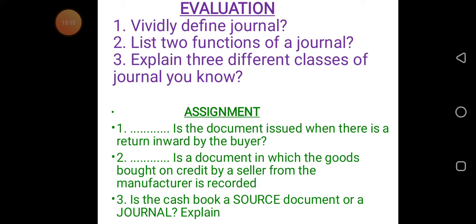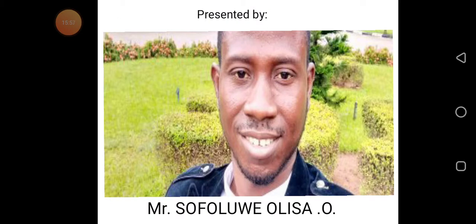Then for next week, our assignment will be: firstly, dash is a document issued when there is a return inward by the buyer. Secondly, dash is a document in which goods bought on credit by a seller from the manufacturer are recorded. And thirdly, dash is the cash book. Is the cash book a source document or a journal? We have to explain that, giving reasons for choosing whether it's a source document or a journal, and you will send it to my WhatsApp number, or to the general WhatsApp group.